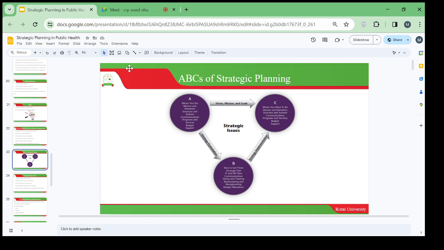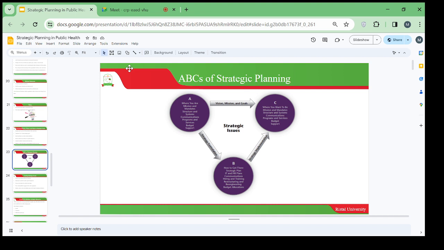So the A is where we are. So you look at what you have and the environment around it. And then the C is where we want to be. So here, of course, you have the objectives, the mission, the vision, the structure of the organization, how you want the organization to look, what activities you want it to provide, and things like that.